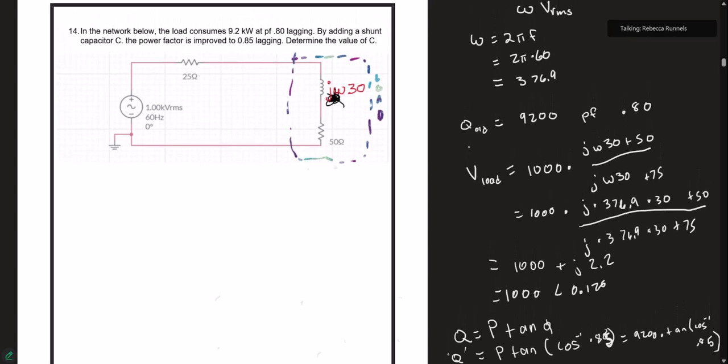So our old Q, I said, was 9,200, but that was not correct. Old Q should not have been 9,200. Our old Q should have been 9,200 times the tangent of the inverse cosine of 0.8, which is 6,900.